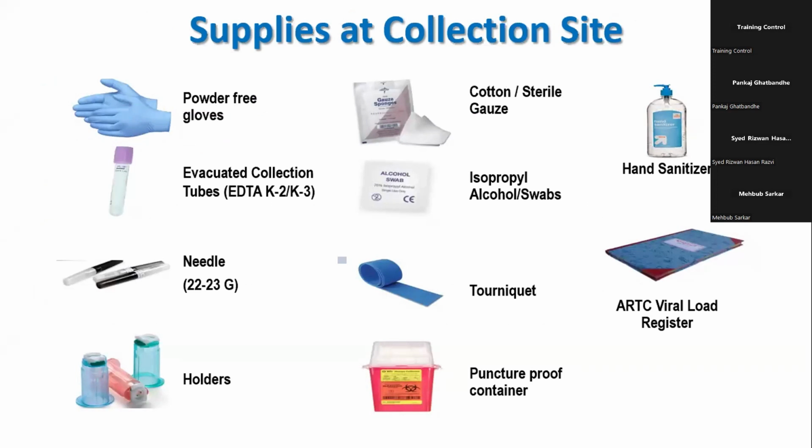Then you will need EDTA vacutainers, needles, holders, tourniquets, alcohol gauze, cotton gauze, alcohol, sanitizer, your viral load lab register, as well as a puncture-proof container. This practice has been seen at some of the places, and we strongly recommend you ensure that you have puncture-proof containers. Some of the facilities, what we have seen, were not using them, and it is for the safety of the technician and for the biomedical waste management people, whoever are handling it. Make sure you have puncture-proof containers.